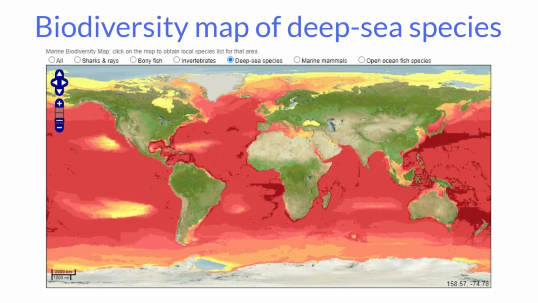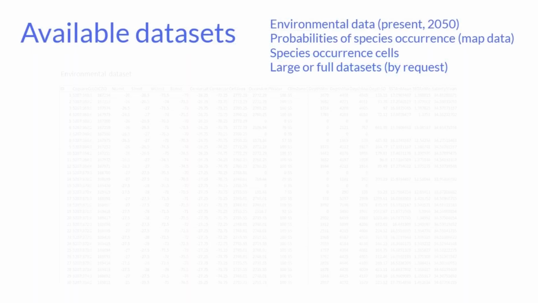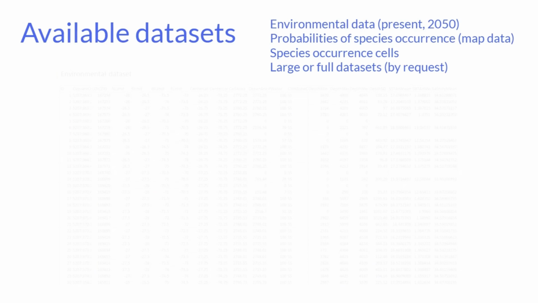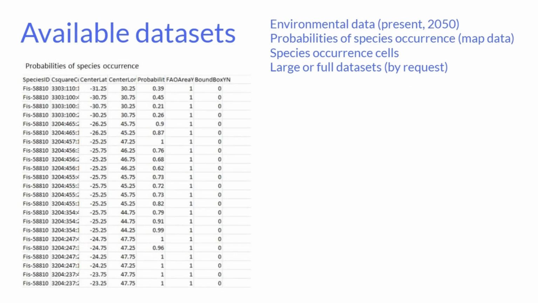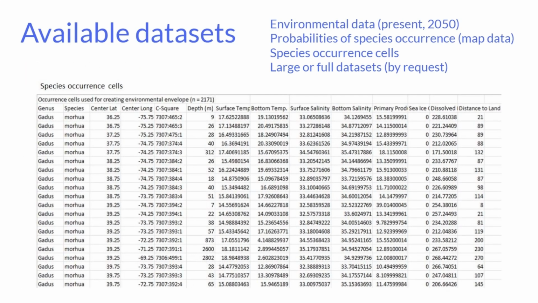They are also combined into interactive biodiversity maps to show patterns of species richness across the oceans and to get a list of species potentially present with a click of an area on the map. Users can also download data directly from the website or request AquaMaps datasets for use in their own work or analyses. These include environmental data layers, georeferenced probabilities of species occurrence, and occurrence data. Large or full datasets can be requested from the AquaMaps project.